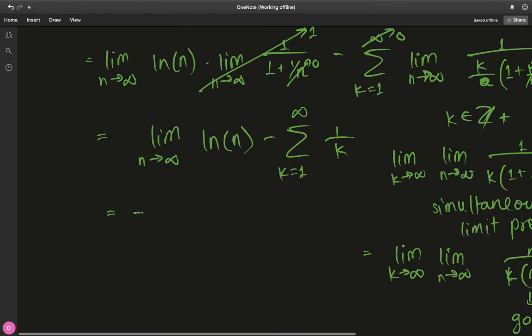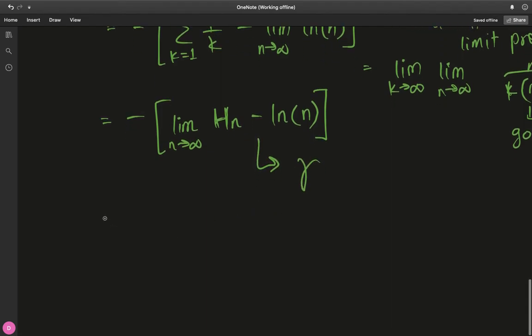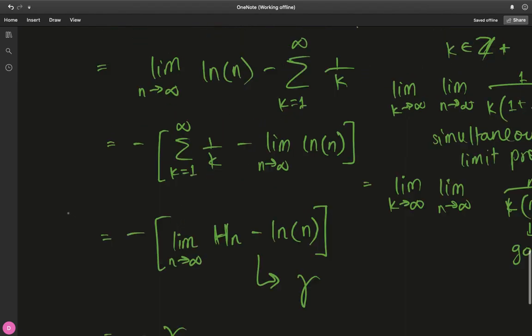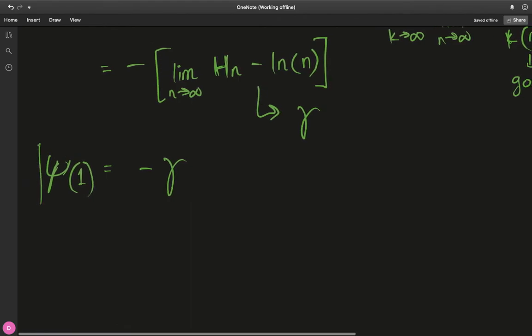And now what does this look like? If we take a minus out common, we have the sum from k equals 1 to infinity of 1 over k minus the limit as n goes to infinity of natural log of n. This is just the nth harmonic number, rather, the limit as n goes to infinity of the nth harmonic number minus natural log of n. That's what this is. And what is this? By definition, the Euler-Mascheroni constant. So this evaluates to minus the Euler-Mascheroni constant, and this was basically our digamma of 1. So digamma of 1 is basically your Euler-Mascheroni constant, and that's what we had to show.